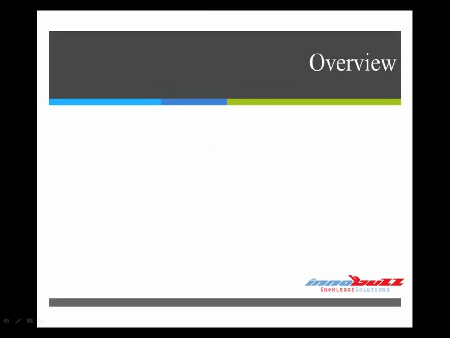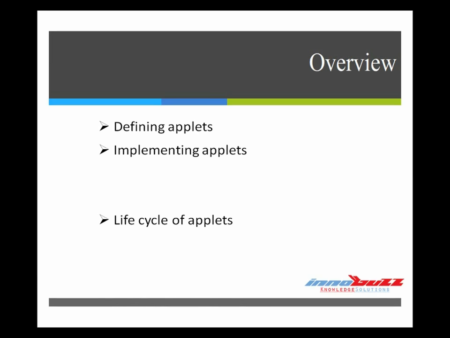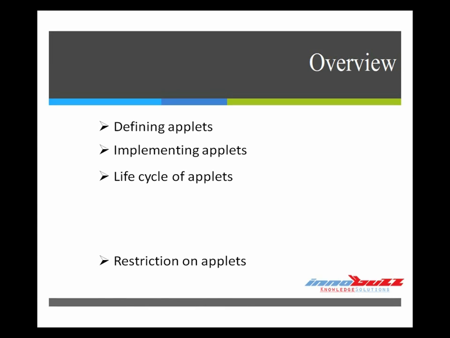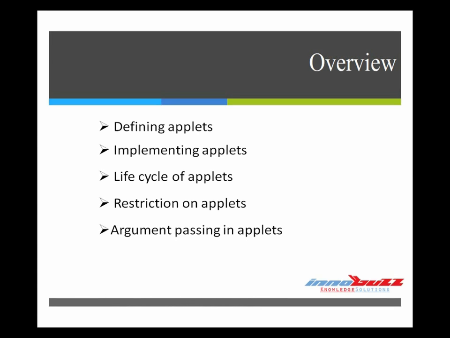Let's see the overview of the chapter. We will speak about the following subtopics. How to define an applet. We will see how to implement them. We will follow the life cycle of an applet. We will make restrictions on applets. We will see the argument passing in applets. And at the end, we will talk about the applet container.